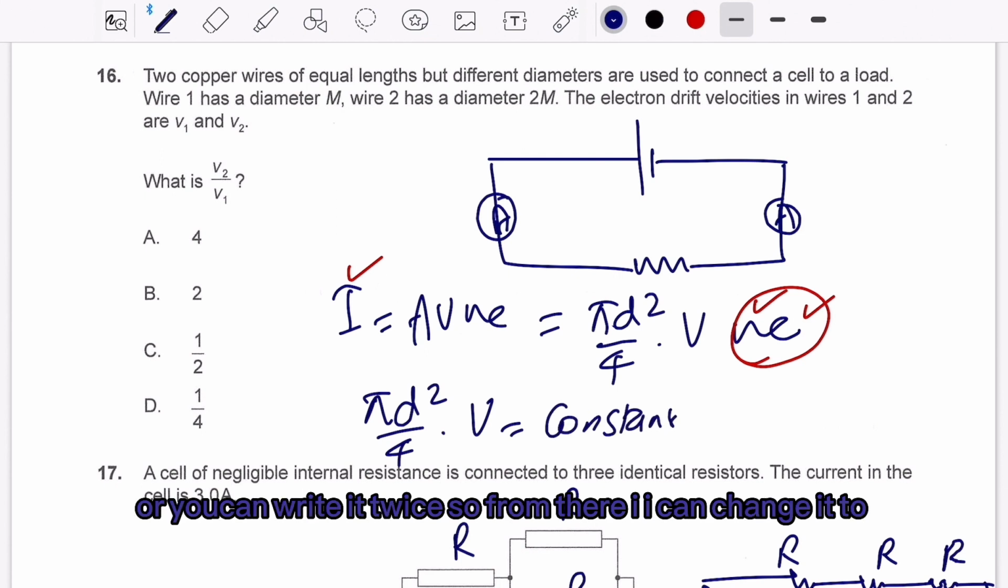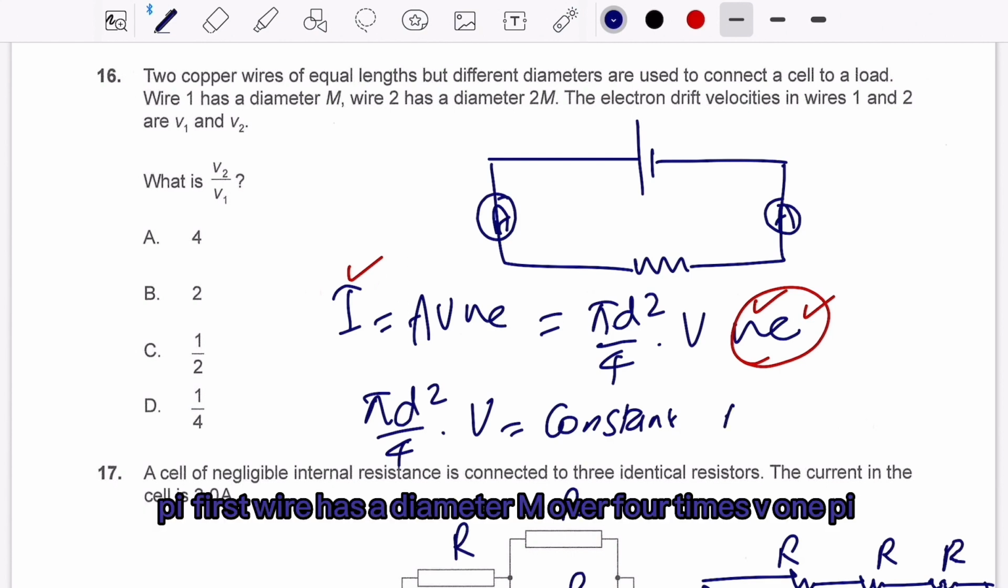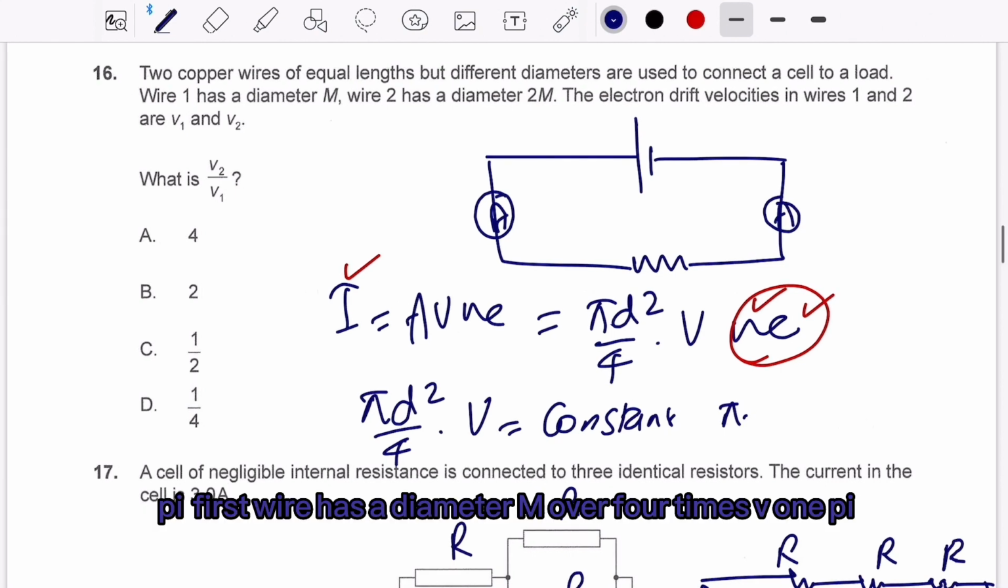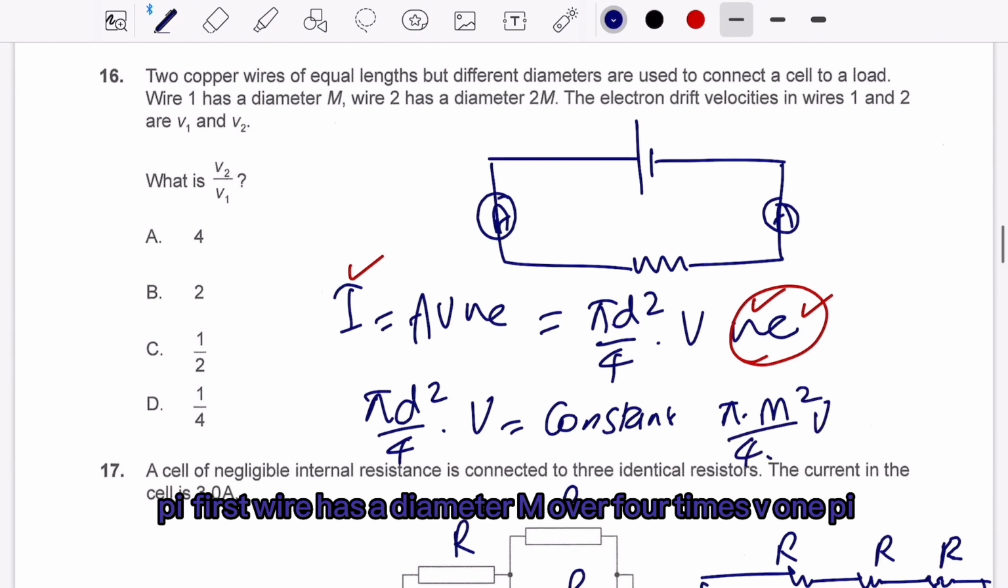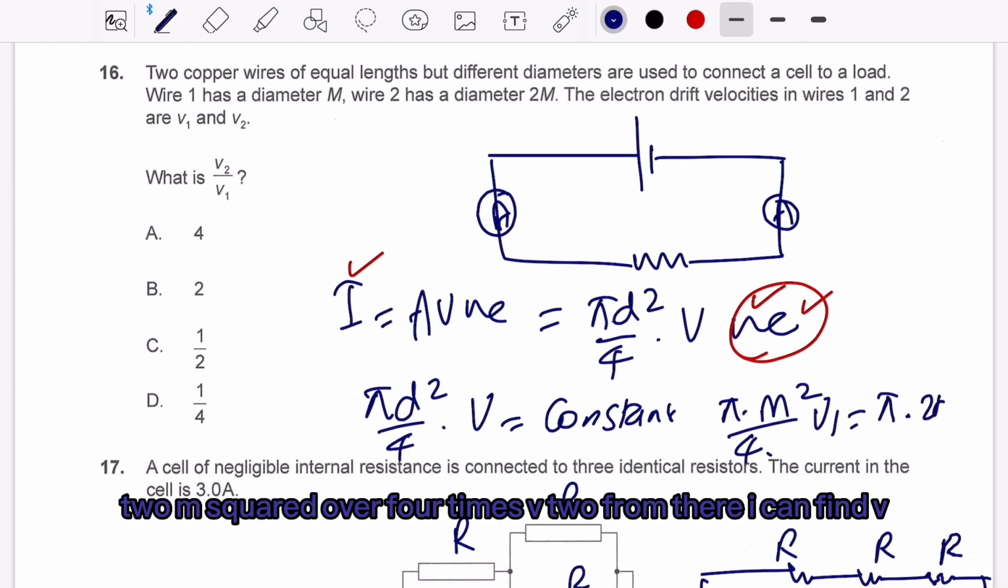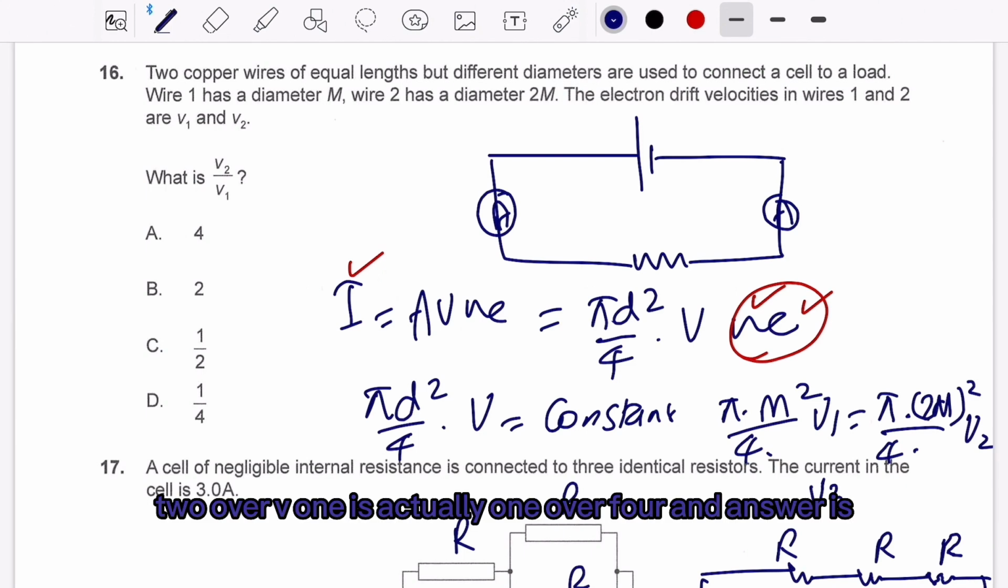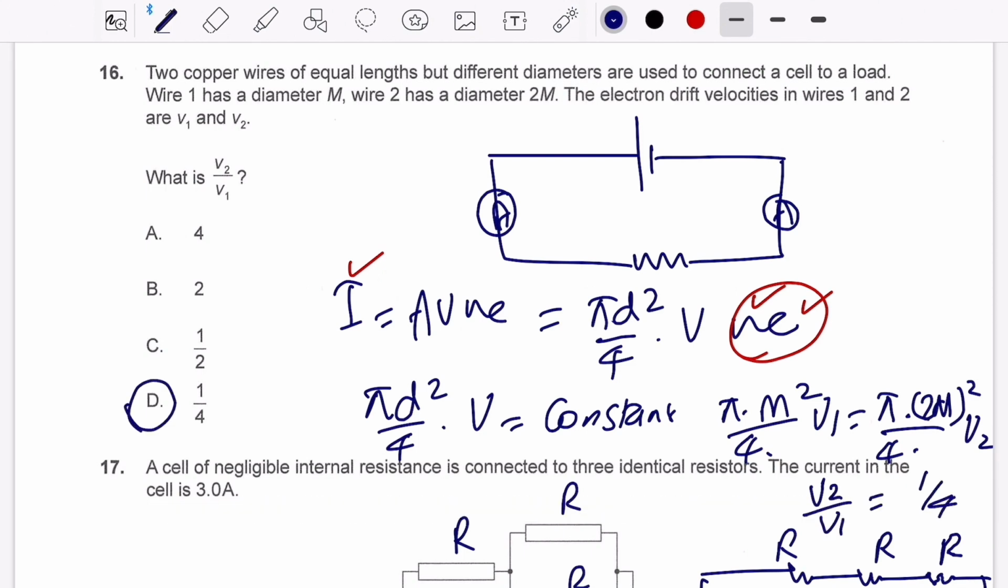So from there I can write: the first wire has diameter d, so pi d squared over 4 times v1 equals pi (2d) squared over 4 times v2. From there I can find v2 over v1, which is actually 1 over 4. Answer is D.